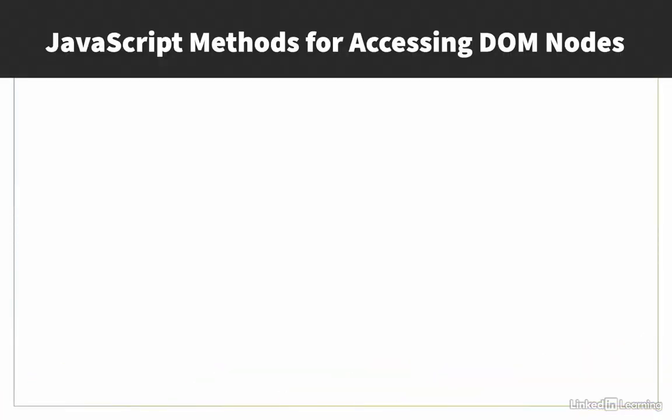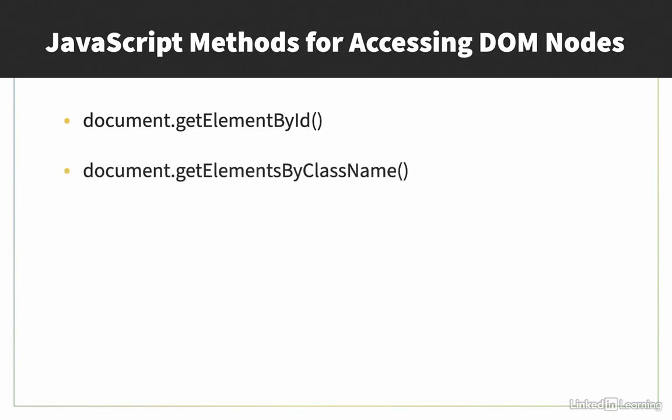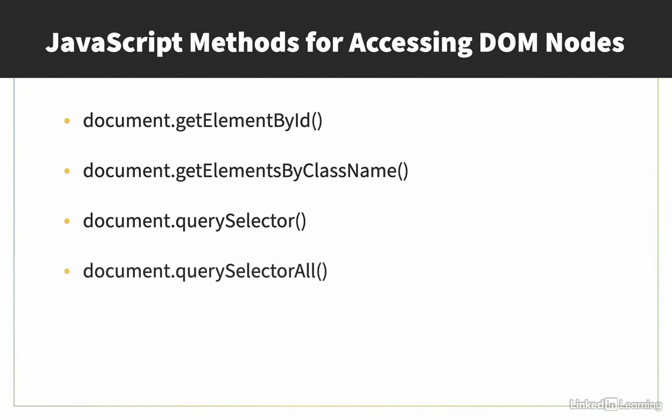To get a handle on a node in an HTML file, we can use a few different methods. Document.getElementById, document.getElementsByClassName, document.querySelector, and document.querySelectorAll. getElementById takes one argument, the ID of the HTML element we want to get a handle on. getElementsByClassName takes one argument as well, the class name of the HTML elements we want to get a handle on.